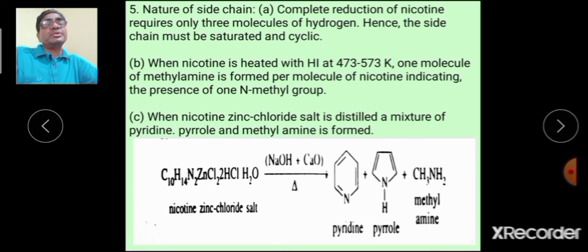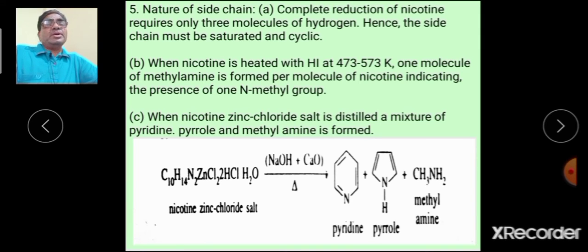Now we are going to study what the side chain is. Complete reduction of nicotine requires only 3 molecules of hydrogen. In the basic unit, pyridine is there, 3 molecules, complete reduction, which means the side chain is saturated. No hydrogen atom is required for the reduction of the side chain, only for the reduction of the pyridine ring, and therefore the side chain is saturated and it is also cyclic.